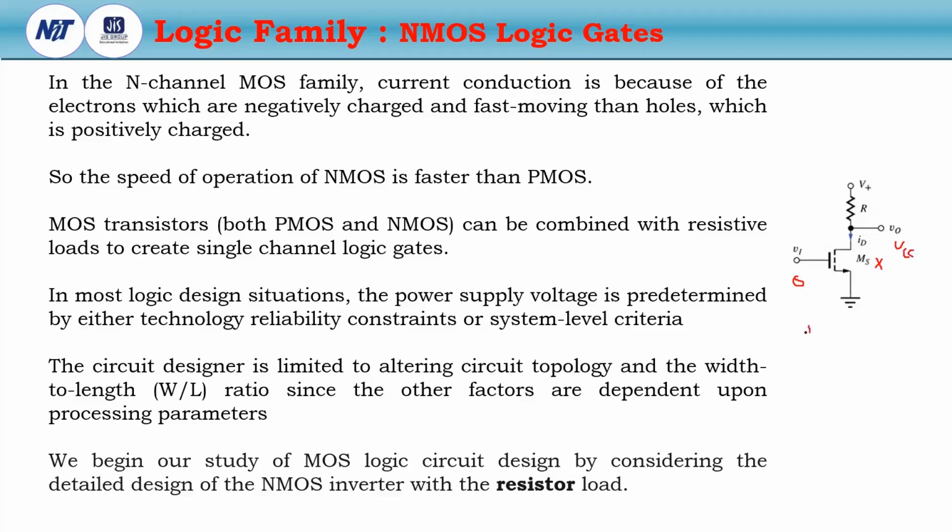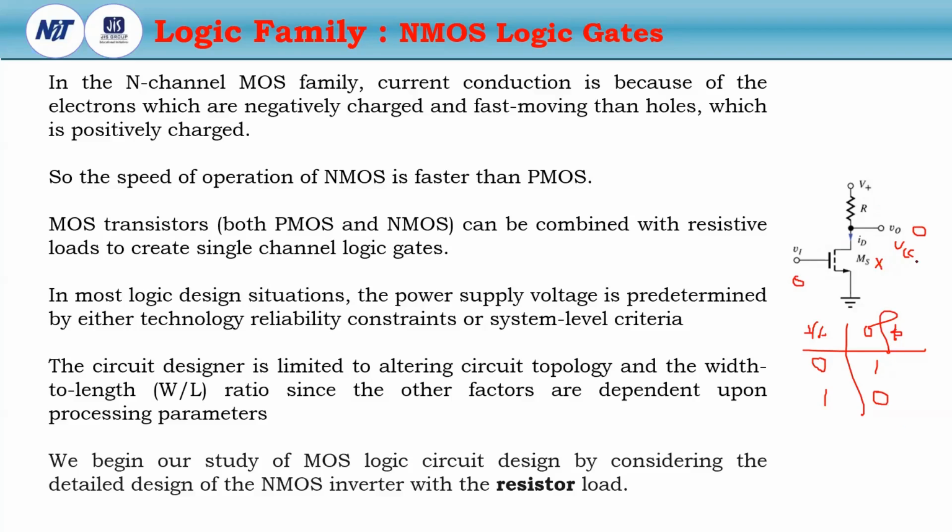So that means if we put the logic 0 at the input of the truth table, then we will get the logic 1 at the output. Now, if we put the logic 1 at the input, then what happens? Then the NMOS will be activated. So the current will flow through the R and the NMOS to the ground. So we will get the V0 as logic 0. So then the output will be logic 0.